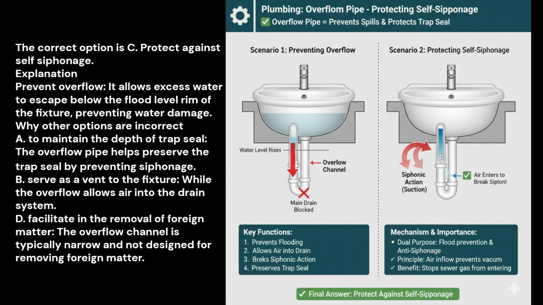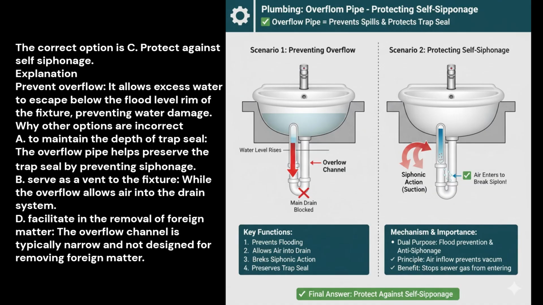Protect against self-siphonage. Explanation. The overflow pipe in a plumbing fixture like a sink or bathtub serves two primary purposes. Prevent overflow. It allows excess water to escape below the flood level rim of the fixture, preventing water damage. Protect against self-siphonage. When the main drain is filled with water during drainage, the flow can create negative pressure, suction, in the drain pipe, which could potentially siphon the water out of the trap seal. The overflow channel connects the air above the trap, via the fixture interior, to the drain system, allowing air to enter and break the siphonic action, thus preserving the trap seal and preventing sewer gases from entering the building.